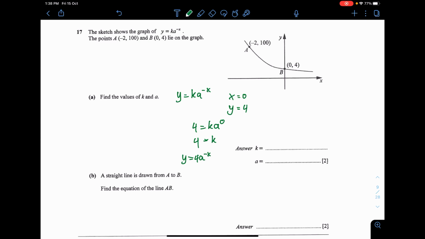This time, I'm going to sub in x equals negative 2 and y equals 100. So I get 100 equals 4 times a to the power of 2. A squared is 25, and therefore a must be plus or minus 5. Am I going to put down plus or minus 5, or should I just put plus 5?